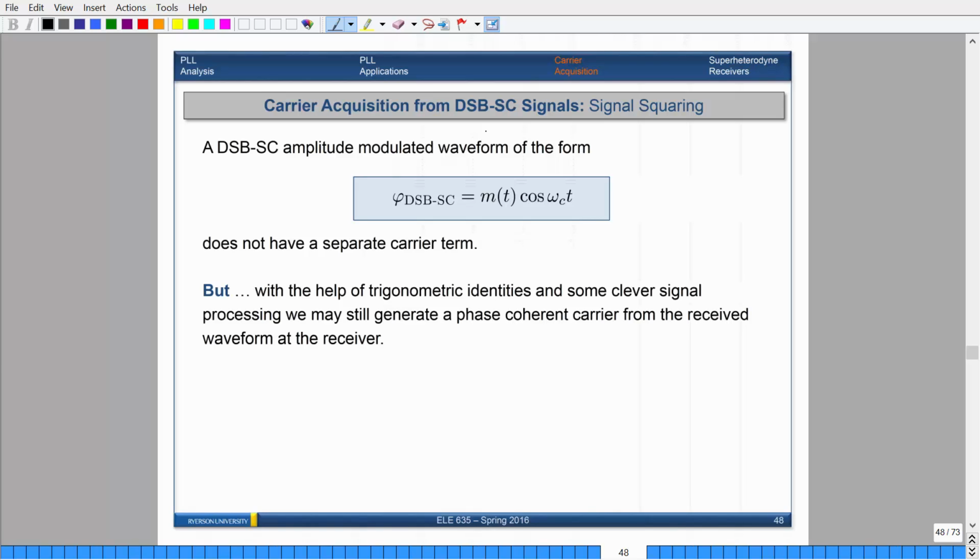So we can unsuppress that carrier, extract it, get what the actual carrier is, and then multiply it with our input signal that's coming in, because both the carrier that you extract and the modulated signal will match in terms of frequencies. They'll exactly match. Okay? With the help of trig identities and some clever signal processing, we may still be able to generate a phase and frequency coherent carrier from the received waveform at the receiver. So that's what I talked about earlier.